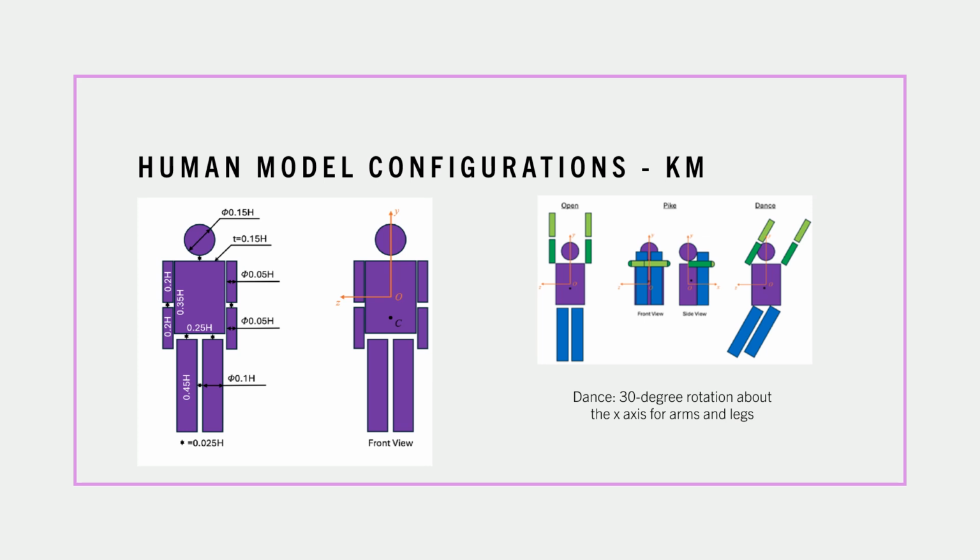The origin is also placed in the center of the torso, which is useful for calculating the center of mass, explained later on. We also have open, pike, and dance configurations. Open is where the arms are raised above the head, so they have changed in the Y direction. Pike is where there are changes about the X direction because the diver goes into a ball. And then for dance, the arms and legs are rotated 30 degrees in the negative X direction.